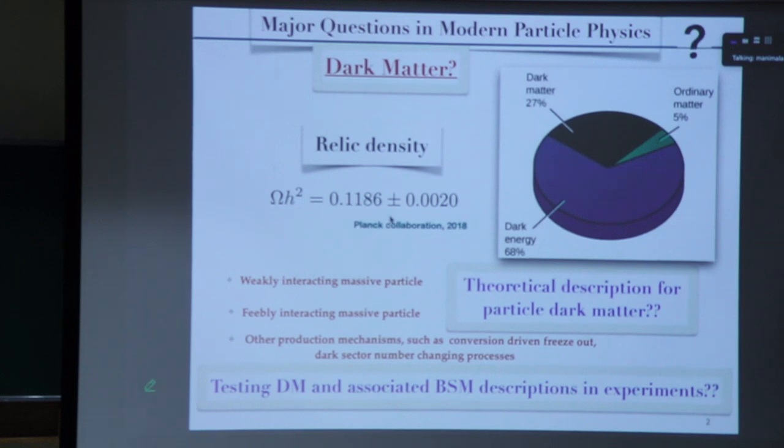We know that this is the measurement from Planck about the dark matter relic density, and some of the very important questions at the moment are about dark matter production. So whether dark matter is a weakly interacting massive particle or a feebly interacting massive particle, and some of the other production mechanisms such as conversion driven freeze-out or number changing processes in the dark sector. So they are getting much more importance these days.